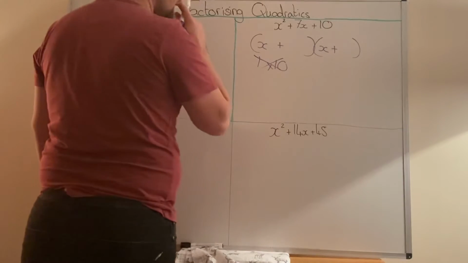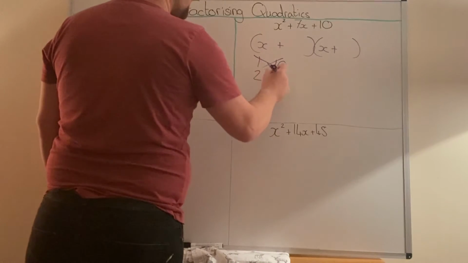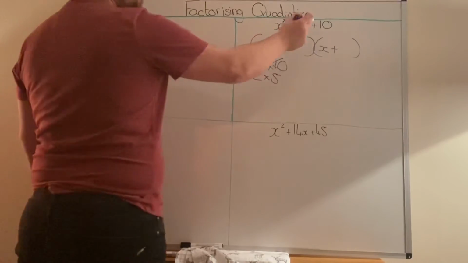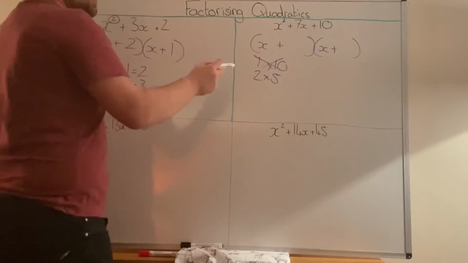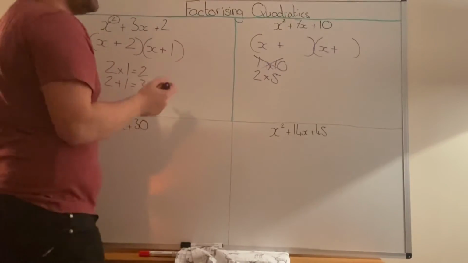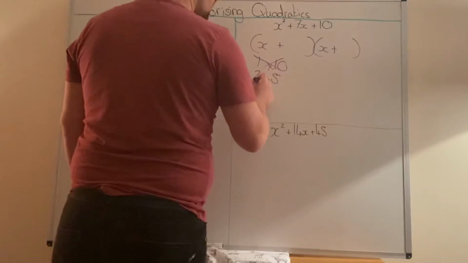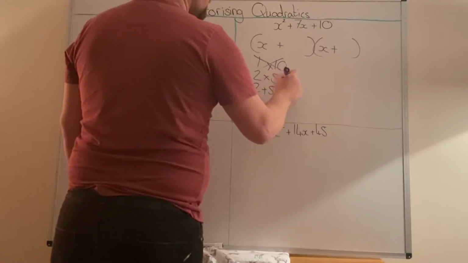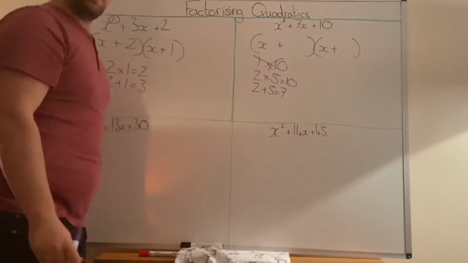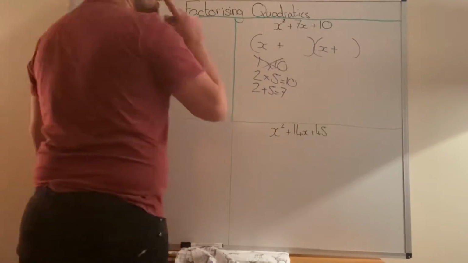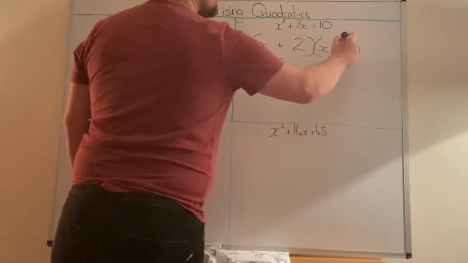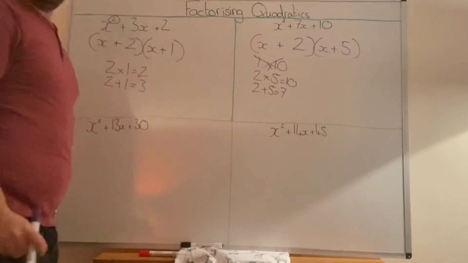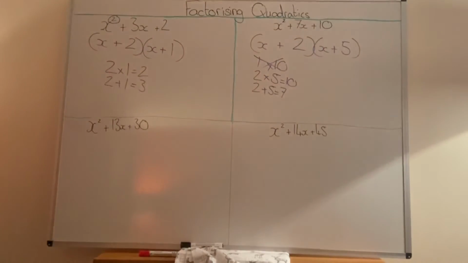Let's try 2 times 5. 2 times 5 is 10, so it works for that. Can we make 7 with 2 and 5? Yes, we can. So we do 2 add 5 equals 7, and 2 times 5 equals 10. They are the two numbers that we need, 2 and 5. So we're going to have x plus 2 and x plus 5. Now, let's have a look at the next one then.